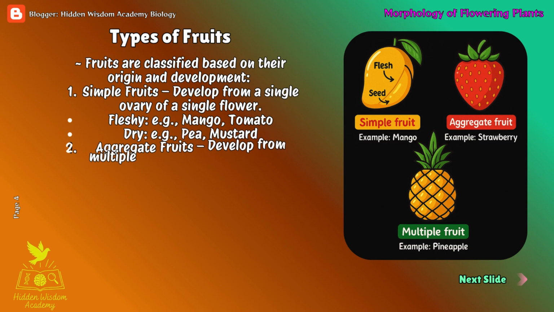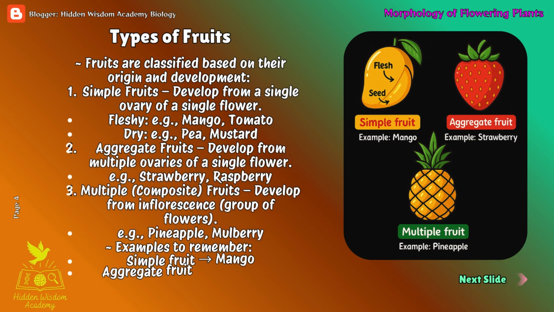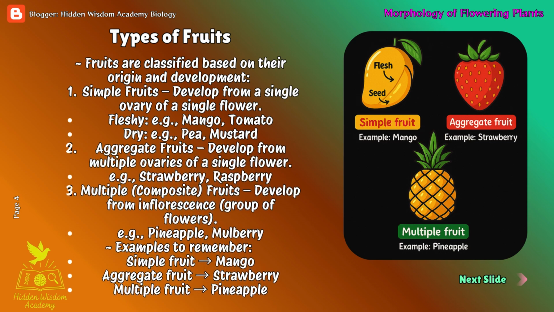Let's talk about types of fruits. Fruits are divided into three main types based on how they form. First, simple fruits, they develop from a single ovary of one flower, like mango and pea. Second, aggregate fruits, they come from many ovaries of a single flower, like strawberry and raspberry. And third, multiple fruits, they develop from a group of flowers, called an inflorescence, like pineapple and mulberry. Remember it this way: single ovary means simple fruit, many ovaries mean aggregate fruit, and many flowers mean multiple fruit.